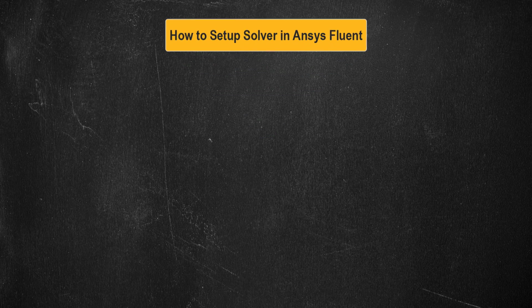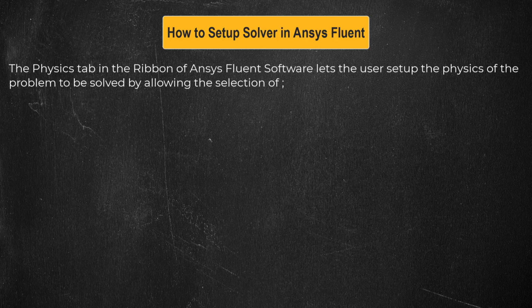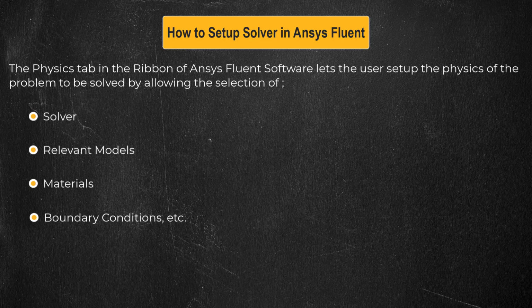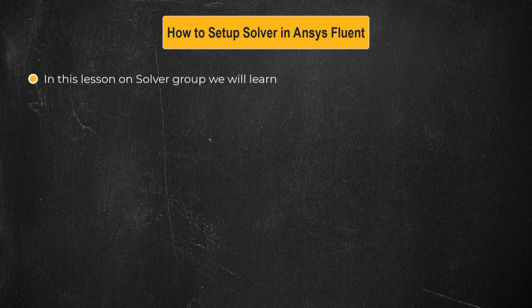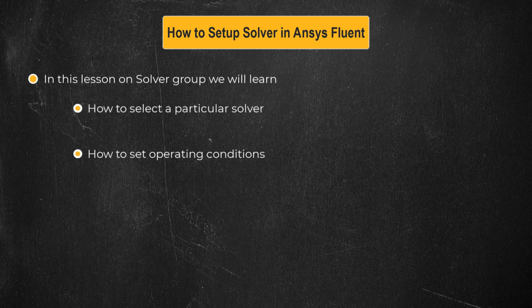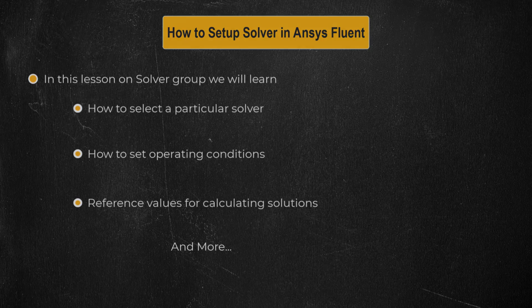Hello and welcome. The physics tab in the ribbon of Ansys Fluent software lets the user set up the physics of the problem to be solved by allowing the selection of the solver, relevant models, materials, specifying boundary conditions, etc. In this video, we will learn about the solver group of the physics tab, where we will specifically learn about how to select a particular type of solver, set operating conditions and reference values for calculating the solution, and more. So, without further delay, let's get started.